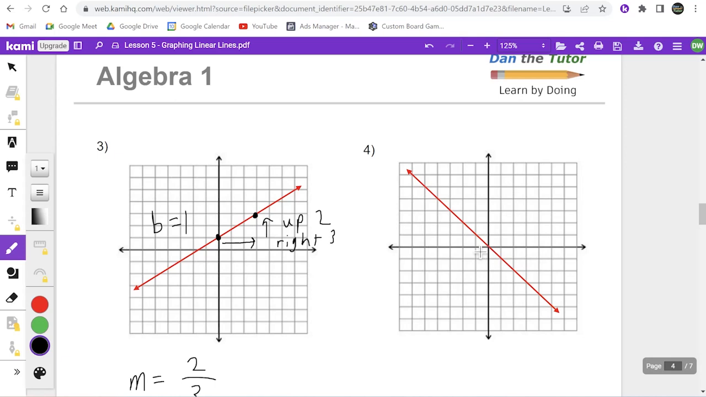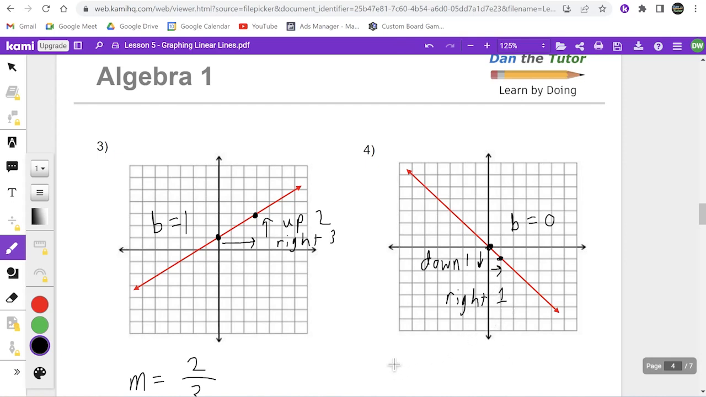So first, what's the starting point? Looks like the starting point is at 0, which means b equals 0. And then if we choose another point, let's choose this point right here. I know it's close, but as we can see, it's going down 1 and then to the right 1.